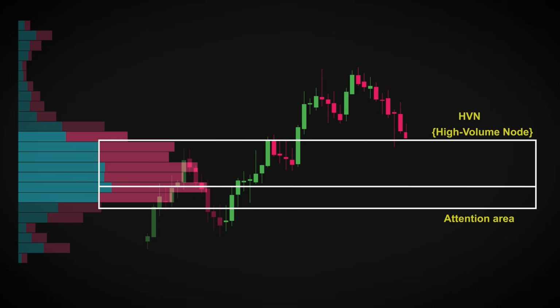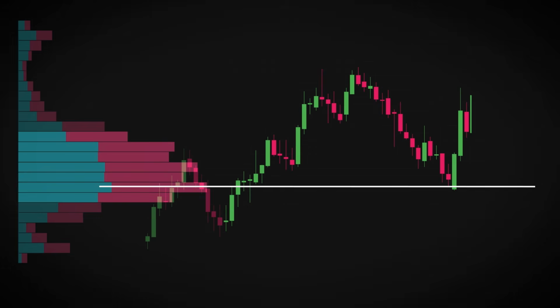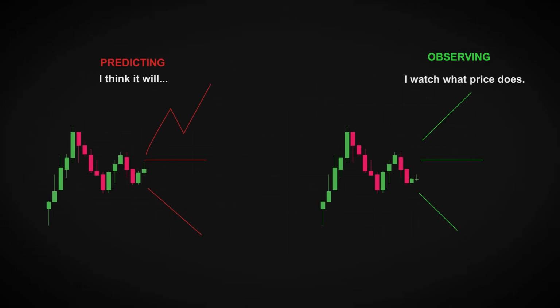So when price comes up on a major high volume node, I get alert. When it drops into a low volume gap, I'm expecting speed. When it comes back to an old point of control, I'm watching how people respond to it. And notice what I'm actually doing there. I'm not predicting anything, I'm just observing.